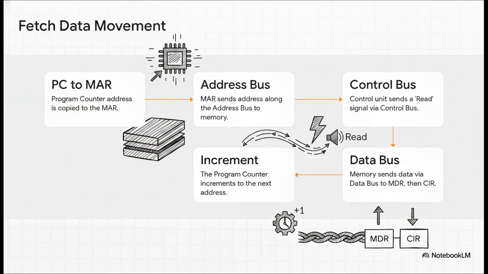Step 1, the CPU checks the program counter and copies that exact address into the memory address register. Step 2, that address gets pushed out along the address bus over to main memory. Step 3, but memory doesn't know what to do with it yet, so the control unit flashes a read signal down the control bus. Step 4, now main memory knows what's up. It grabs the data stored at that address and sends it flying back down the data bus into the CPU's memory data register. And since we're fetching an instruction here, that data gets copied straight into the current instruction register.